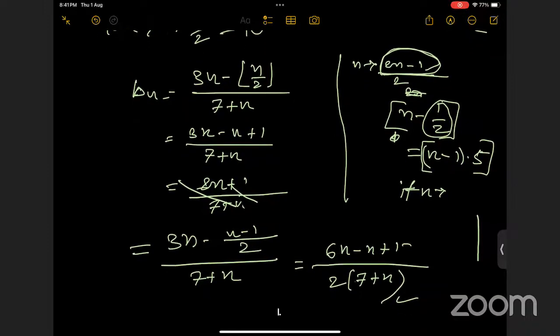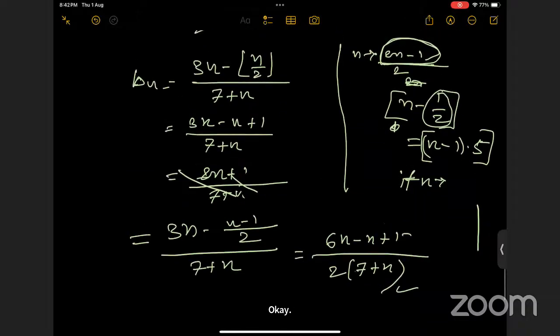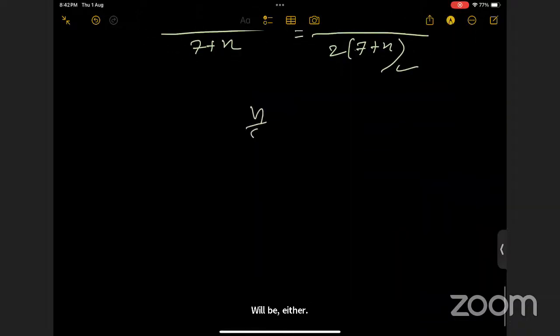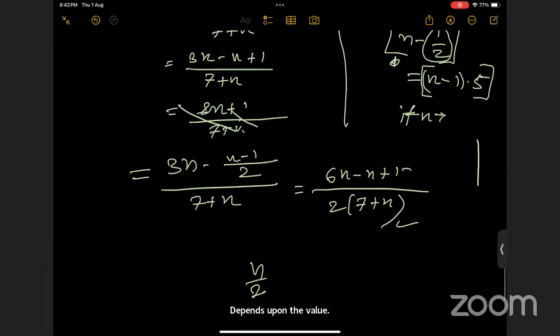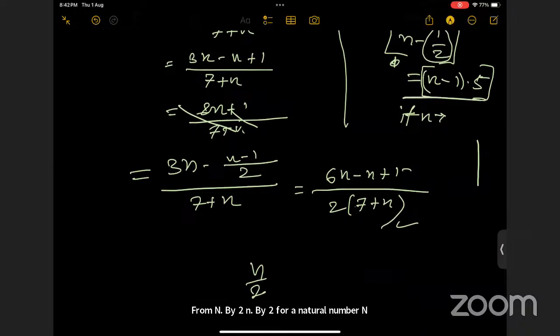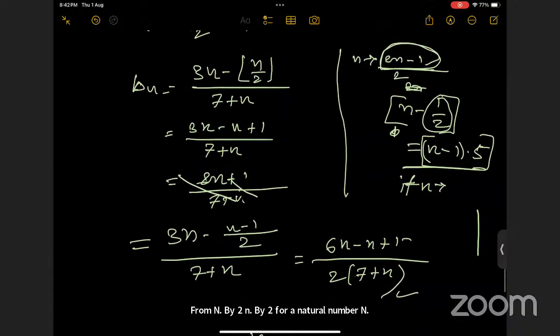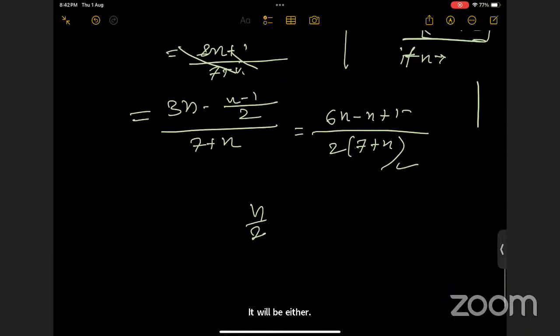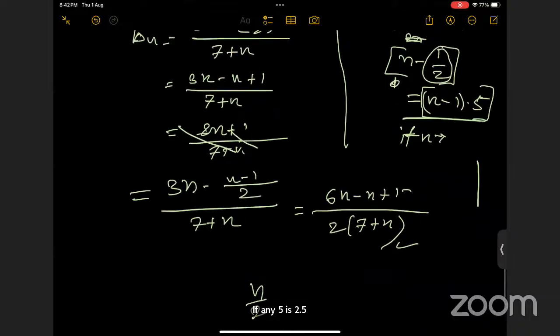Wait a minute. Ma'am, is floor of n by 2 always odd? Can I explain? Yeah, sure. I'm also getting confused. Let's take n by 2. It will be either a full digit or it will have a 0.5, depending upon the values of n. Now, will it always be something 0.5? n by 2 for a natural number n will be either a full integer or a full integer plus half. Correct? Yeah. If n is 3, it is 1.5. If n is 5, it is 2.5. These are the only two options. Yes.